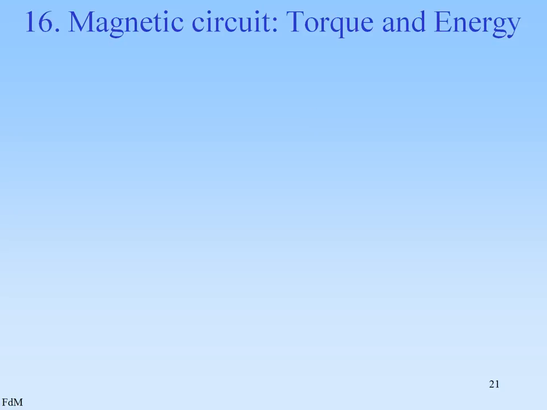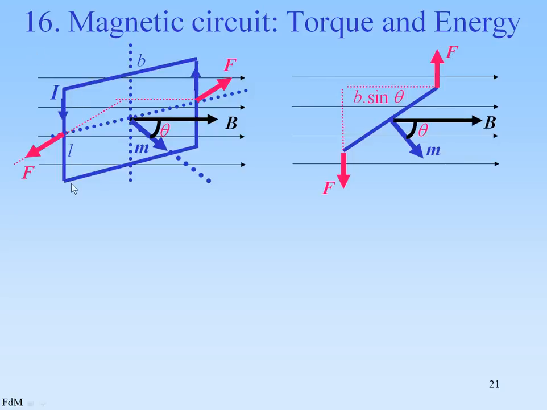Topic 16, the magnetic circuit. We have it here. This is the blue circuit, and in black arrows is the magnetic field. This is the top view. We have forces F here introducing a torque on the circuit, force F, and b is the width of the circuit, and L is the length. So this distance here is b sine theta.